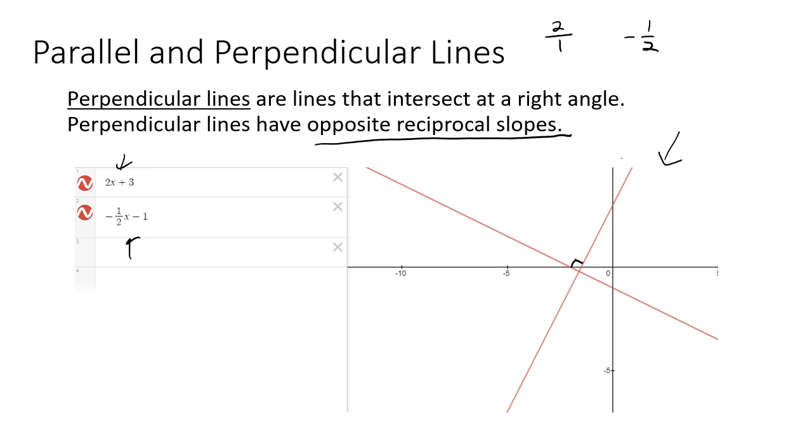Now it's important to note that there are infinitely many perpendicular lines with 2x plus 3. All you would have to do is adjust the y-intercept. If I had set that to negative 1/2 x plus 0, it would have just shifted this line up a little bit, but it still would have intercepted at a right angle, right? Any line that has opposite reciprocal slope will be perpendicular.